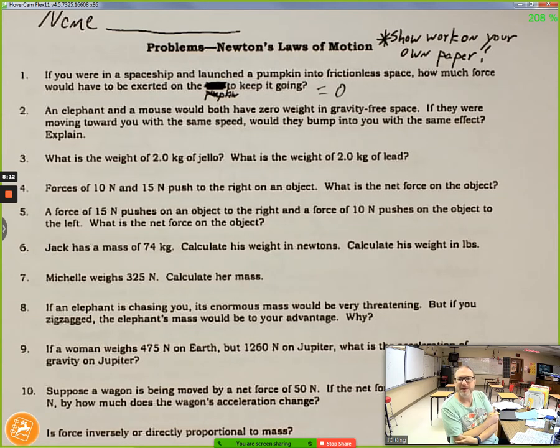Okay, now number 2 is fun. An elephant and a mouse would both have 0 weight in gravity-free space. If they were moving toward you at the same speed, would they bump into you with the same effect? Yes or no? And explain. Okay, what do y'all think? What instinctively do you think? If you're out in space and a space elephant comes floating toward you, or a space mouse comes floating toward you, and they hit you, is there going to be a difference in the effect they have on you?